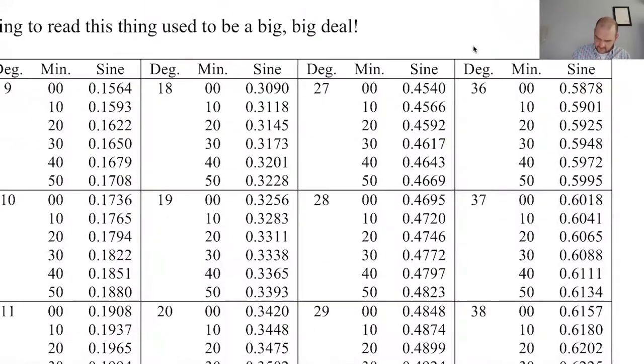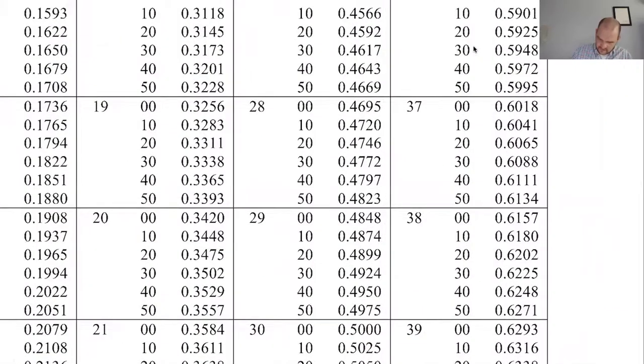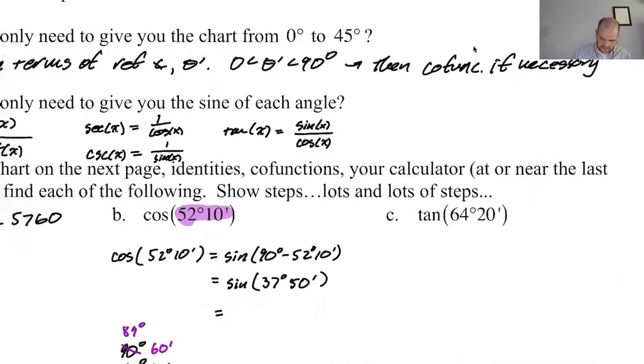37°50'. Here we go. 37°50' is 0.6134. Let's go back up. 0.6134.